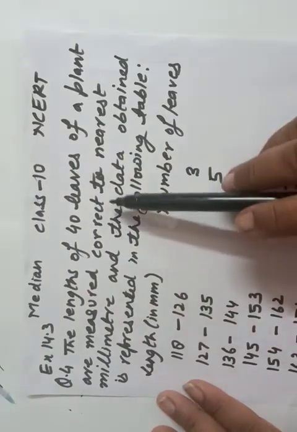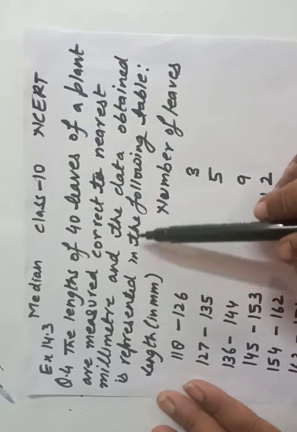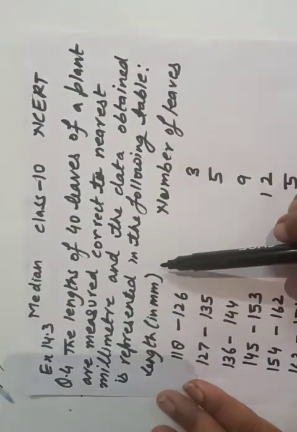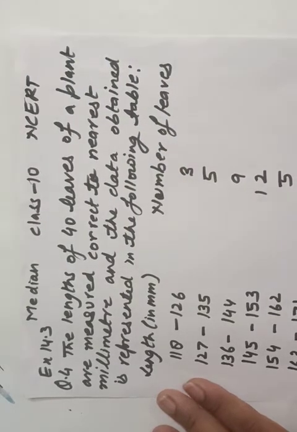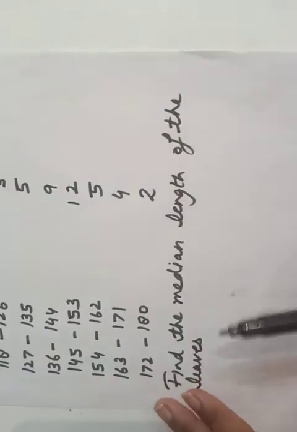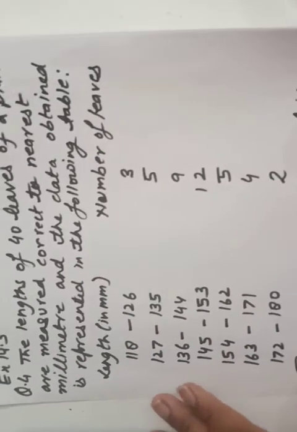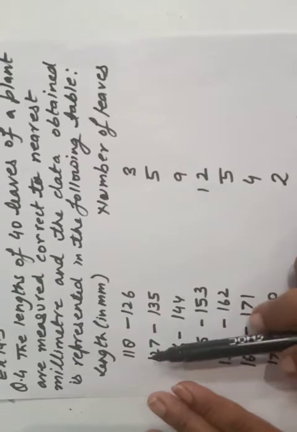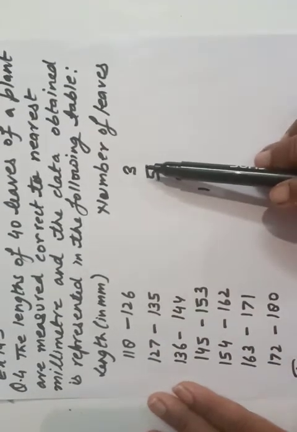The lengths of 40 leaves of a plant are measured correct to the nearest millimeter and the data obtained is represented in the following table. So this is the table that is given to us, and here we need to find out the median length of the leaves. So here the length is given in the class interval. It means 118 millimeter to 126 millimeter there are 3 leaves.